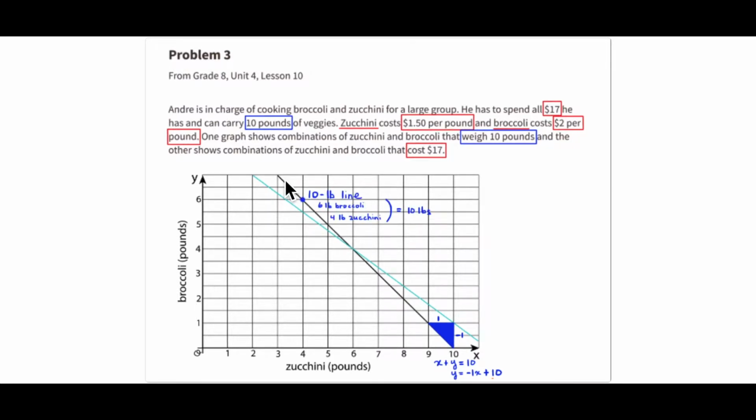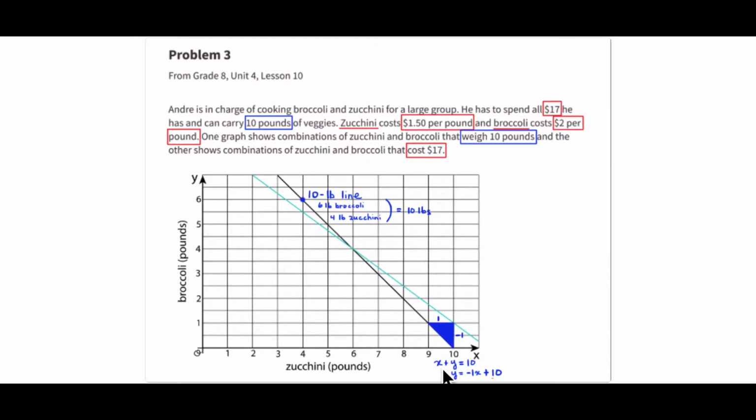And one way to figure that out is just to pick a point and see if the zucchini and the broccoli both add up to 10 pounds. So this is 4 pounds of zucchini, 6 pounds of broccoli. So those two vegetables add up to 10 pounds. And notice that the slope of this black line is -1. As you add 1 pound of zucchini, to stay on that black graph, you have to subtract 1 pound of broccoli. So that is a slope of -1.